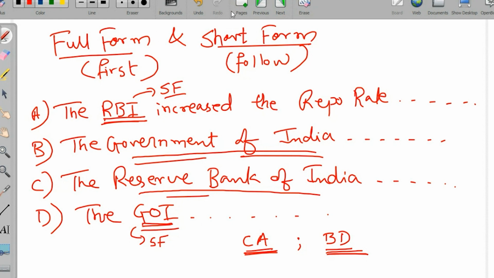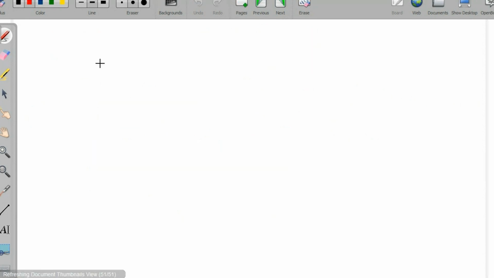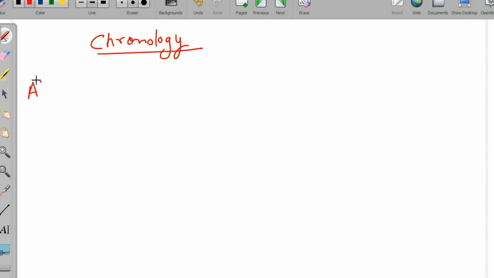Okay. The last but not the least is the chronology. Chronology will also help you in finding or solving the parajumble correctly. Now, what do you mean by chronology? Chronology means what has happened in the past, the logical, the historical sequence, we can say. Let's say, for example, statement A says that Ramesh is studying in Pune.